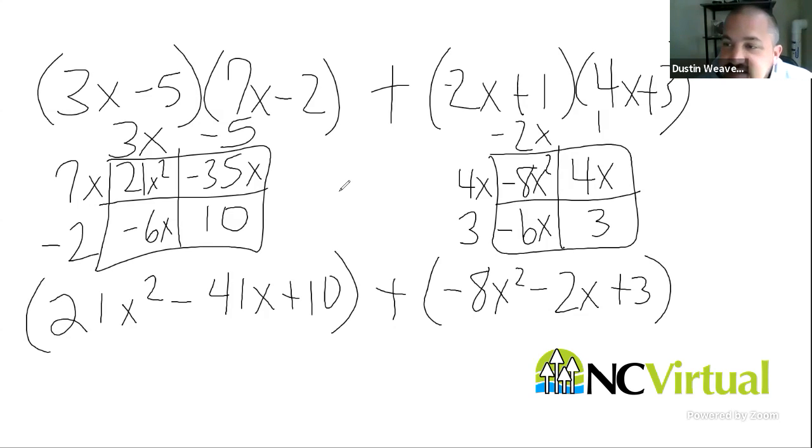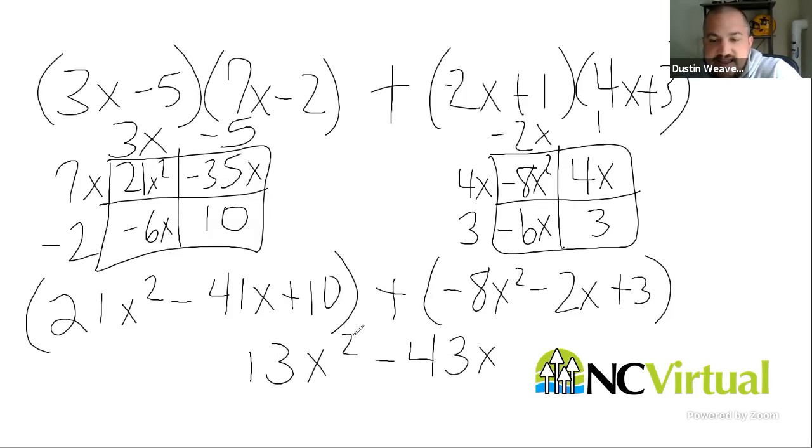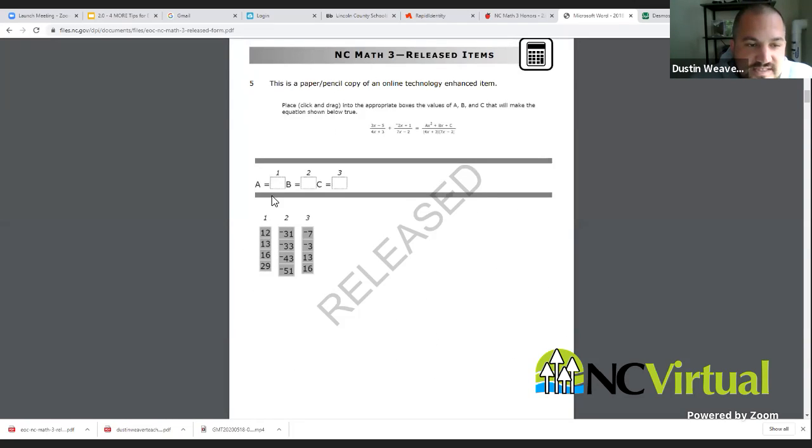Now, if you look, we want to add these together because this was a rational equation. So 21x squared and negative 8x squared gives me 13x squared. Negative 41x and negative 2x gives me negative 43x. And then 10 and 3 gives me 13. So 13x squared minus 43x plus 13. So I pick 13 for the x squared, minus 43 for the x, and 13 for the number at the end. And that is my final answer for question number 5.